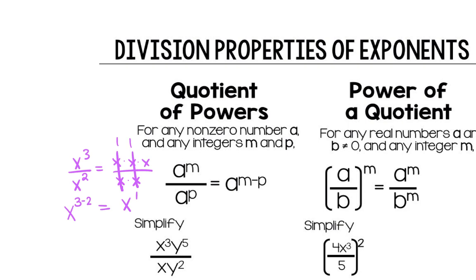In this example, we have x to the third divided by x to the first power. This is x to the 3 minus 1 power. We also have y to the fifth power divided by y to the second power, y to the 5 minus 2 power, and as we simplify, we get x squared y to the third power.